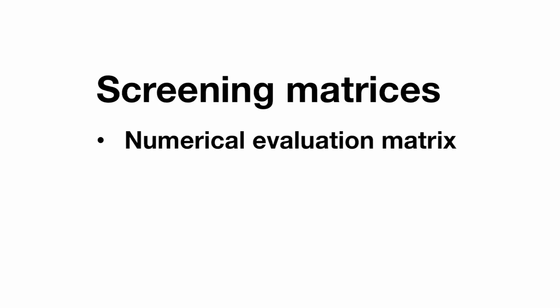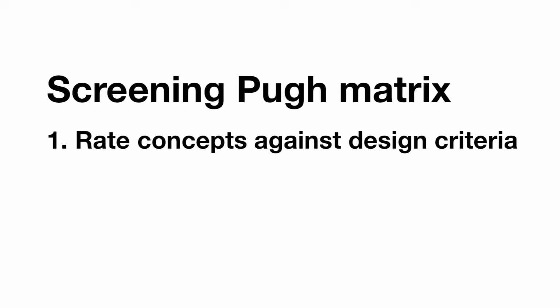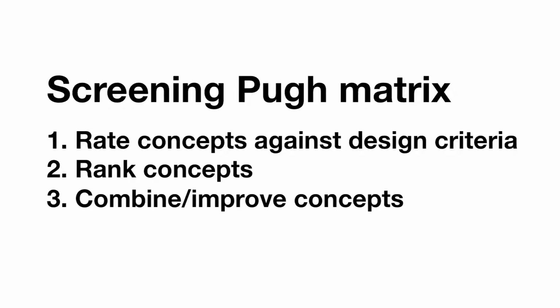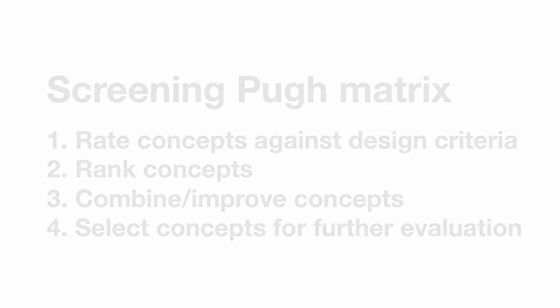The previous video mentioned two different types of screening matrices, the numerical evaluation matrix and the screening Pew matrix. This video is going to cover how to set up and use a screening Pew matrix. Using a screening matrix allows you to do four things. Rate the concepts against the established design criteria. Rank the concepts. Combine and improve the concepts through the process of reflection. And select concepts for further evaluation.